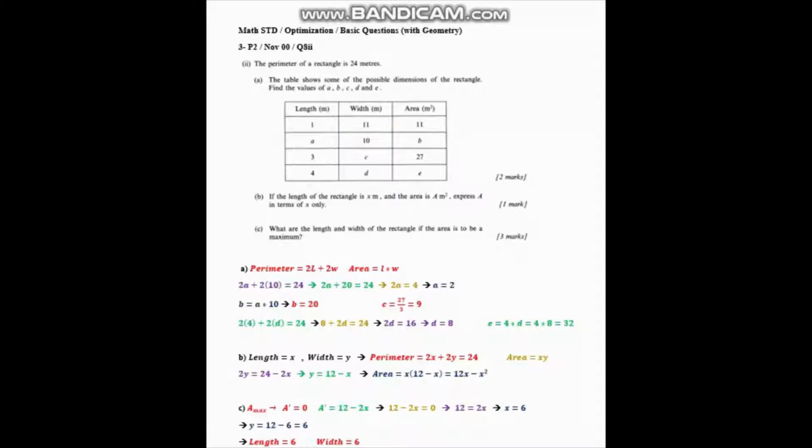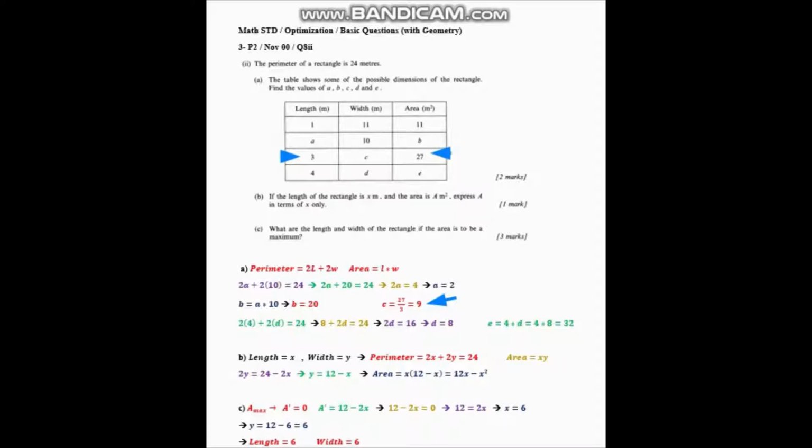Next, in order to find the value of C, again, I have the length and the perimeter, so I can find the width. In order to find the length of C, I can simply divide the area by the length, so 27 over 3, which gives me 9.